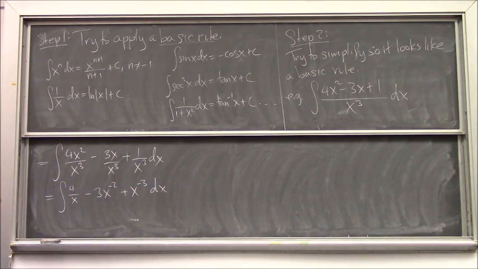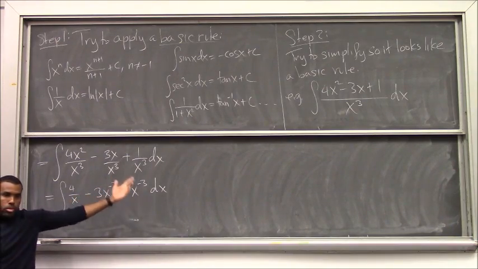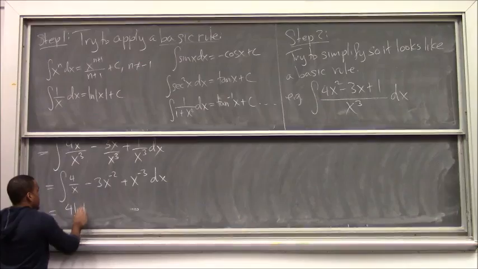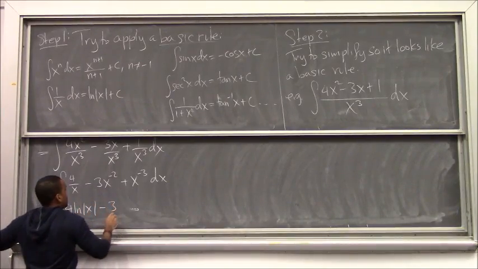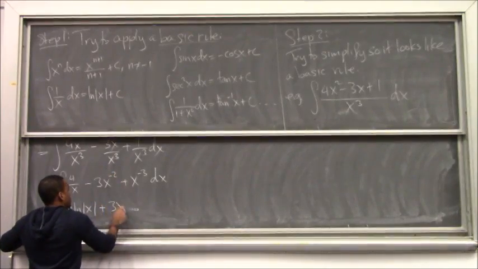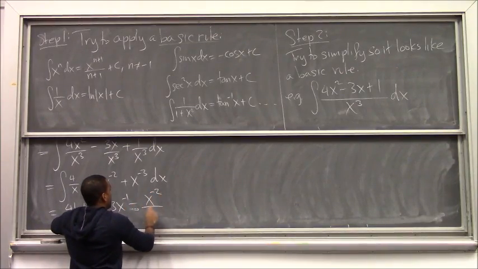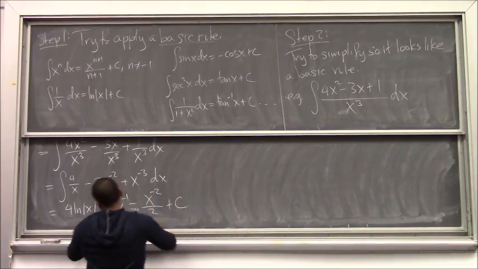And now what you realize is that this looks like some basic rules that you have. That's the 1 over x guy right there. Of course, you could factor out the 4. These two have the form x to the n. So here this is going to be 4 ln of the absolute value of x, minus, add 1 to the power, divide by the new power. Here, add 1 to the power, divide by the new power. And so that would be your answer.